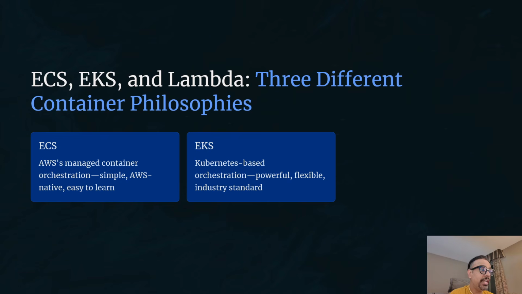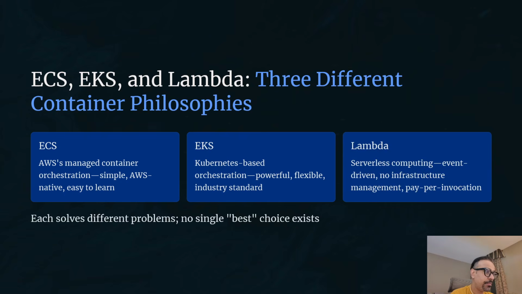Then comes EKS. EKS stands for Elastic Kubernetes Service. Kubernetes is an open source, industry standard container orchestration platform originally created by Google. EKS is AWS managed Kubernetes service. It's like AWS saying, we will give you Kubernetes, the industry standard, and we will manage the control plane for you, but you get all of the Kubernetes flexibility. It's more powerful, but also more complex compared to ECS.